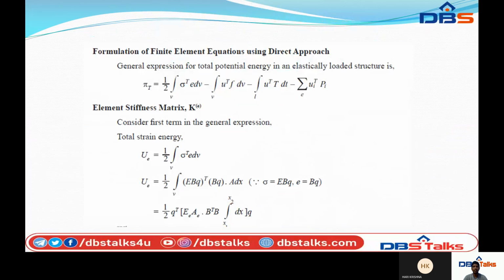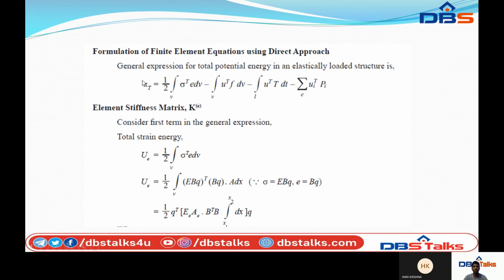First of all, coming to formulation of finite element equation using the direct approach, here I am showing the general expression for total potential energy in an elastically loaded structure. In this, phi is the indication for potential energy. The potential energy is obtained by subtracting work done due to external force from the strain energy, which is phi equal to U minus W.